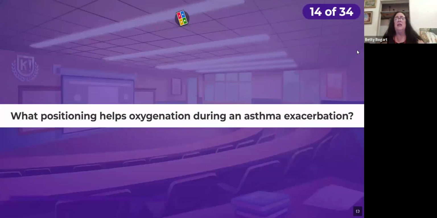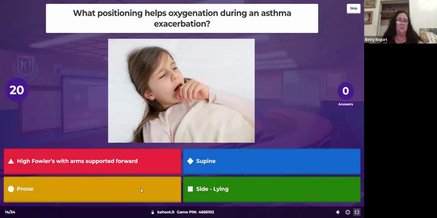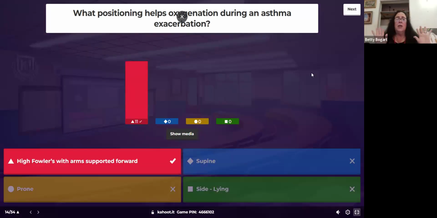What positioning helps oxygenation during asthma exacerbation? So again, when you are in any respiratory distress problem, the positioning is always your number one thing you want to do. Having them sit up, high supported, get their arms up so they're able to breathe, that diaphragm drop, and get the best that they can to breathe.